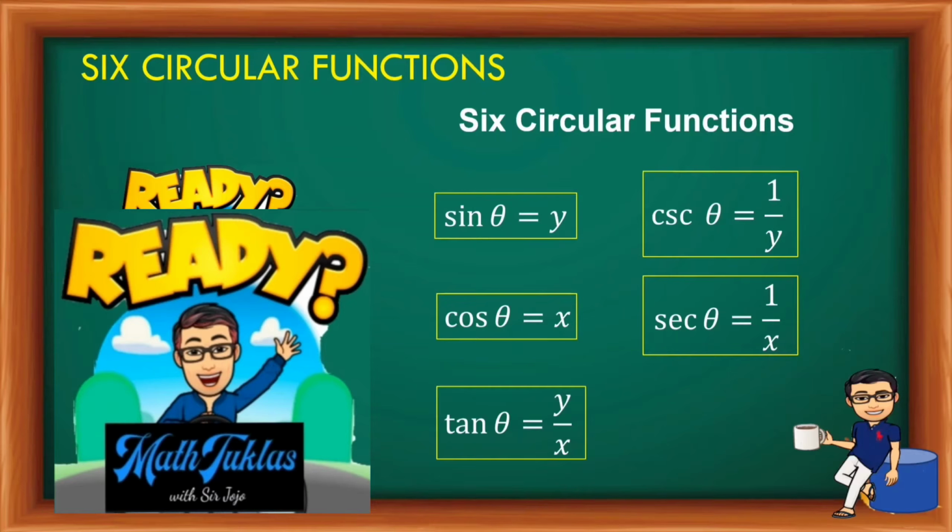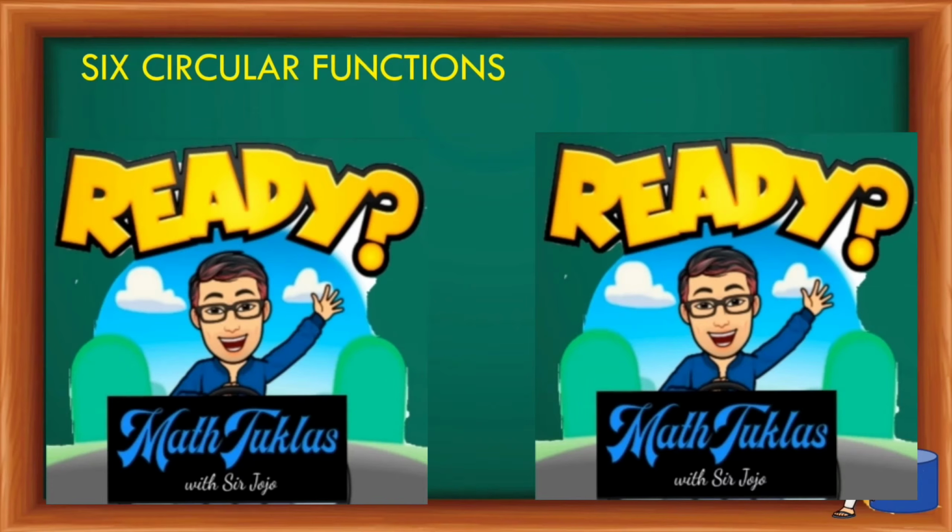Siyempre, ang tangent theta ay reciprocal naman ng cotangent theta. Kung ang tangent ay y over x, hence, ang cotangent naman ay x over y. At iyan ang ating hahanaping value when we talk of the circular functions. Ang isa pang particular lesson na dapat familiar na tayo sa paghanap ng six circular functions ay ang unit circle. Specifically, dapat alam na natin yung mga arc length at coordinates of a point in a unit circle.